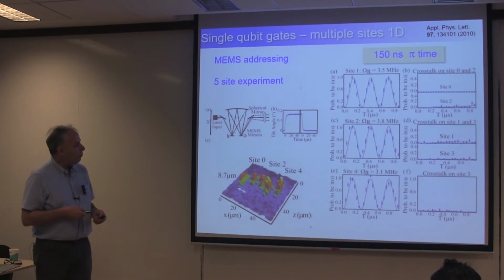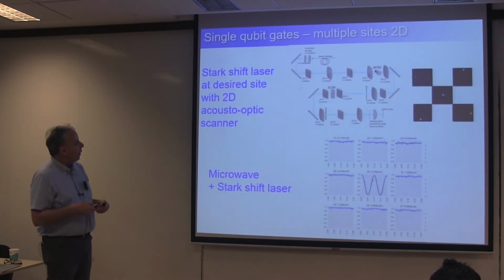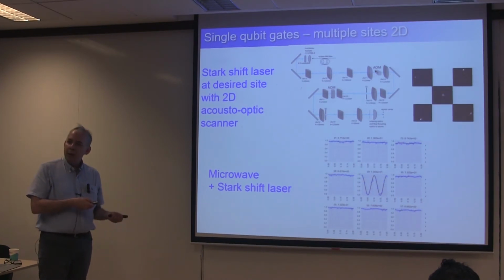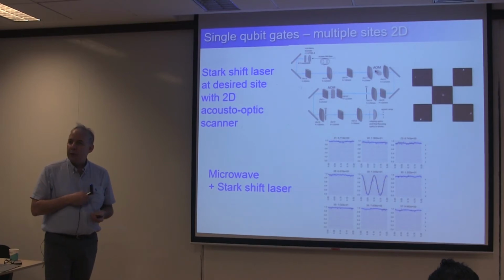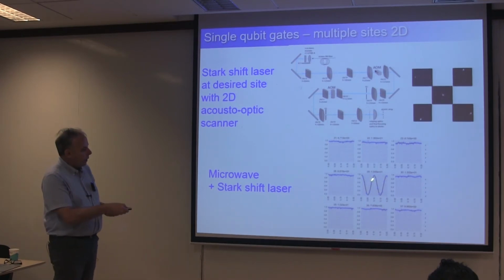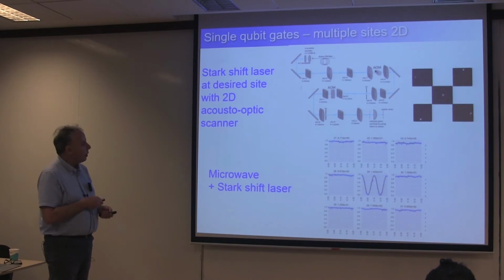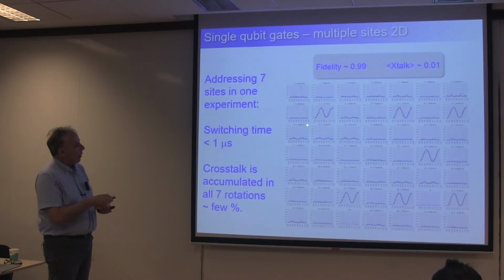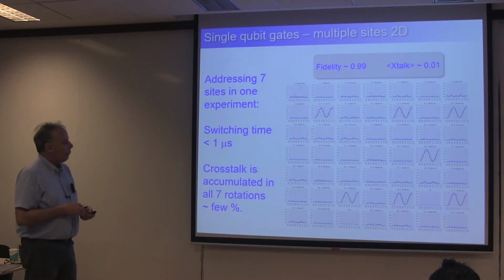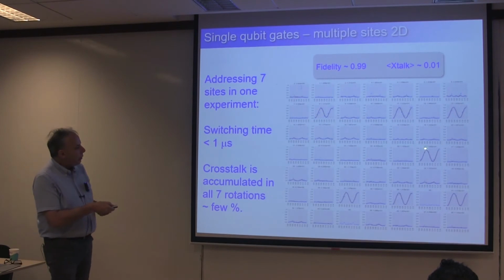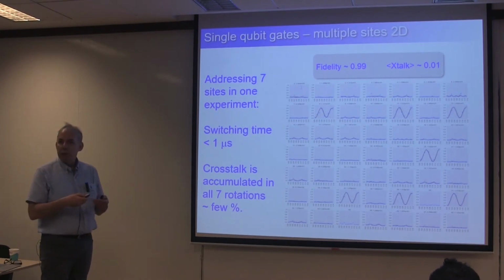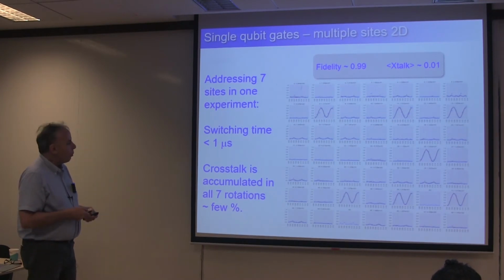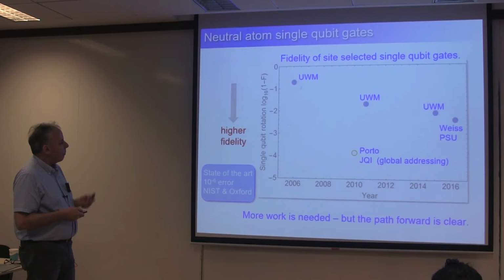In the 2D array, we've taken a slightly different tack and combined the microwaves with the local Stark shifting laser. So if I detune the microwaves and then locally Stark shift 1 qubit into resonance, I can rotate that qubit without disturbing my neighbors. And then using beam scanners, we can do multiple sites at a time. So this is building up some of the tools we need for circuit operation. The fidelity here was only about 2 nines, a little bit worse because of additional noise introduced by this Stark shift laser.